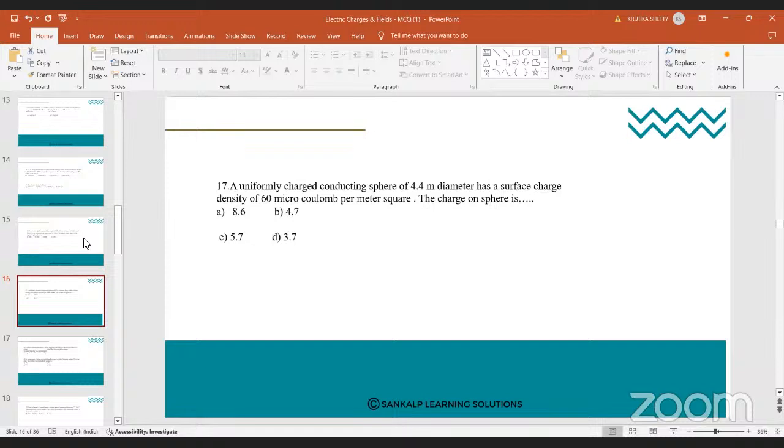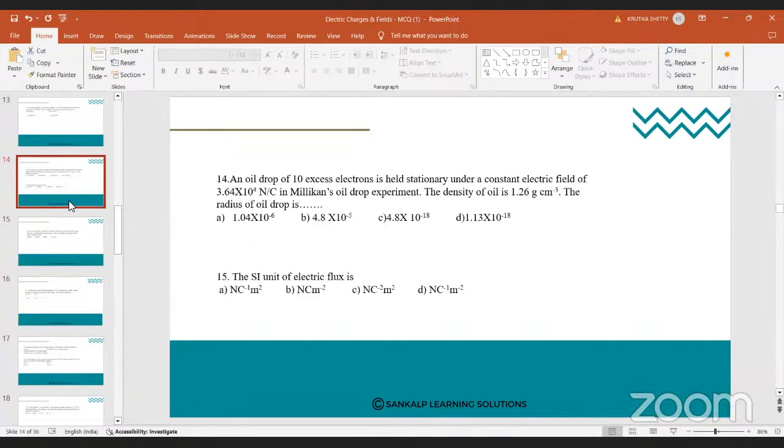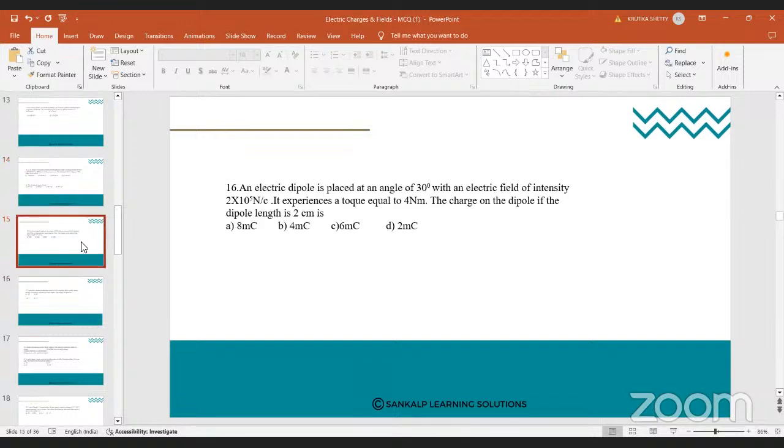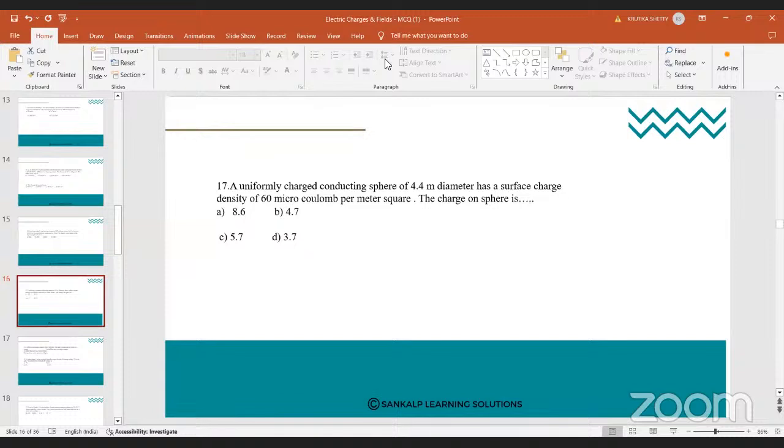Yes, see, in the last class we discussed this question. The SI unit of electric flux we have completed. Then after that, we have completed this question also. They asked us to calculate the charge. By using the torque formula, we have calculated the charge. So see today's question, students. Hope you were all in the last class. I'll continue with the questions.